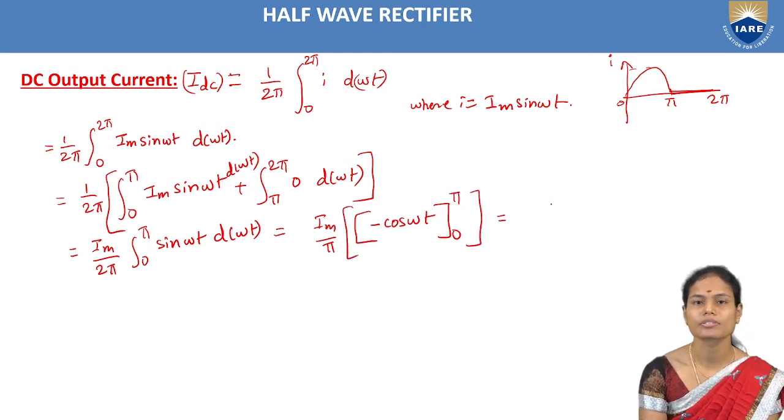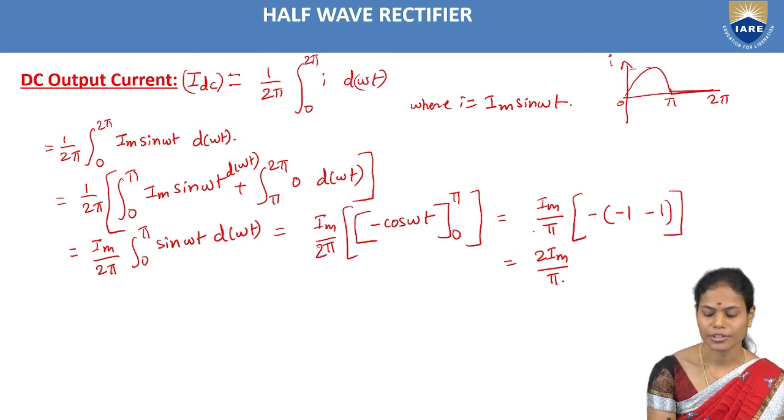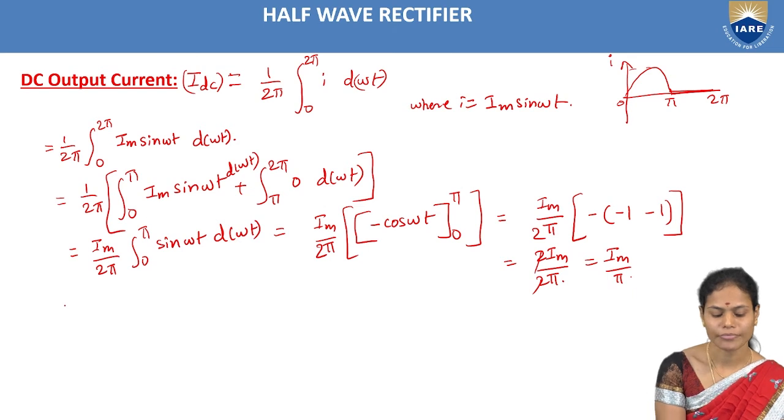Okay, limits are 0 to pi. So Im by pi into minus of cos pi is minus 1, minus of cos 0 is 1. So here it is 2 Im by pi. So here it is 2 pi. So this 2 will get cancelled. So here it is Im by pi. So the IDC value we are getting here is Im by pi.